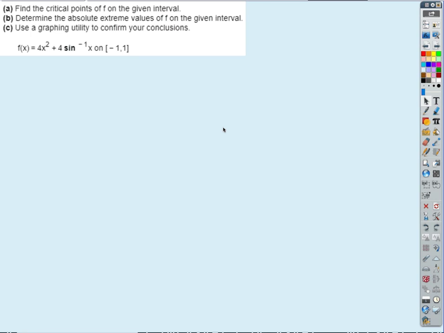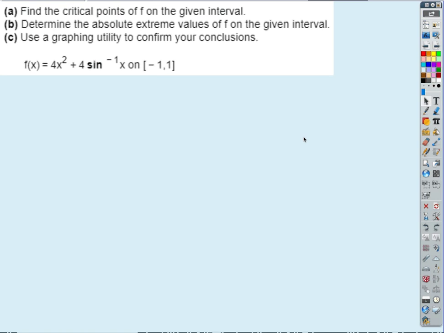Okay, let's take a look. How do we do this one? So we're trying to find absolute extrema. This is good practice. Finding critical points that give us an interval. What do we got to do here?